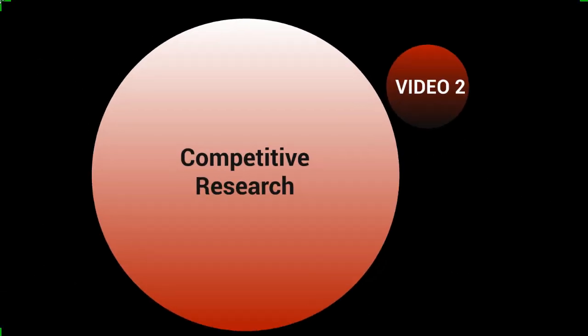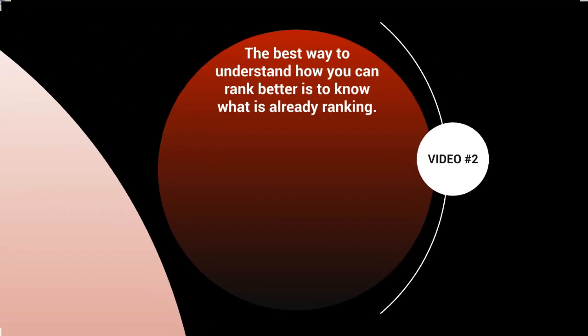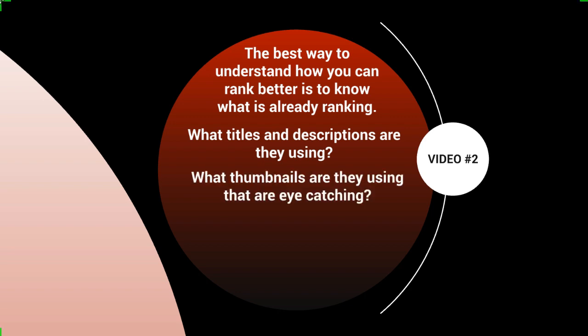So let's talk about competitive research. The best way to understand how you can rank better is to know what is already ranking in your niche or your market. So we want to analyze the videos that are on top. I want you to specifically look at what titles and descriptions they are using, what eye-catching thumbnails they are using, and what the user experience is like when you click through those videos.